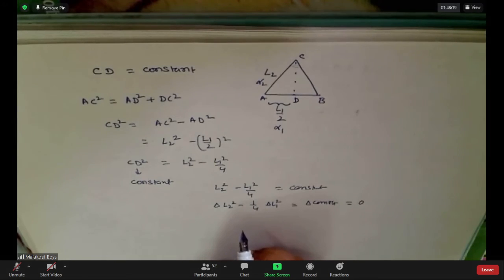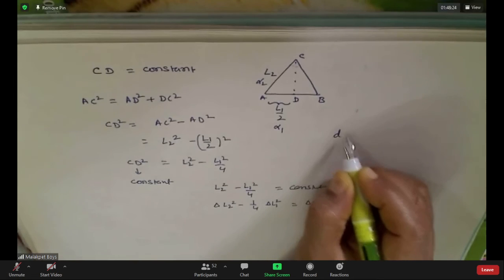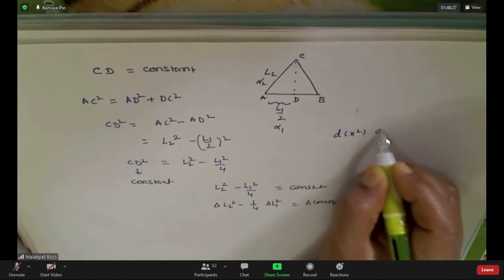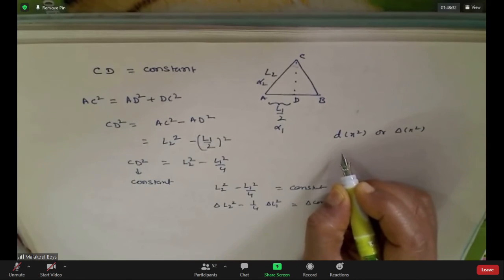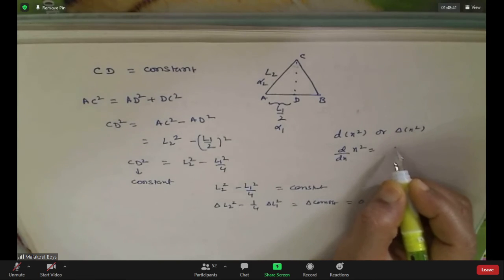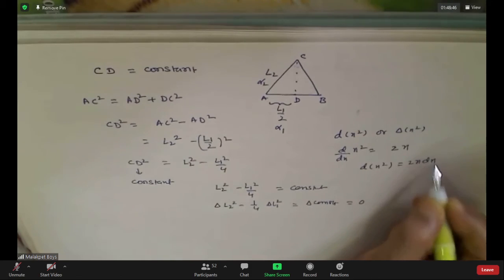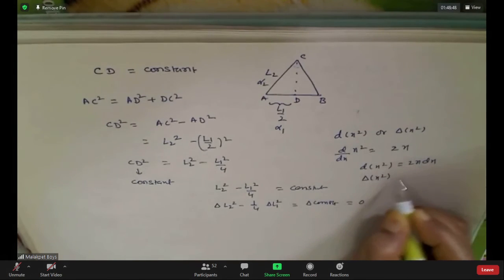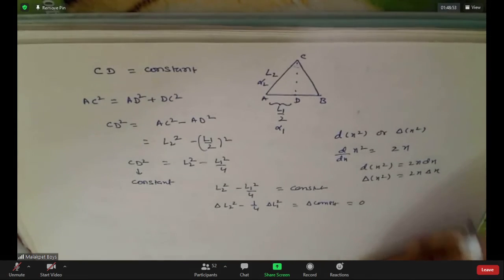You know this, I think. The d of x square, or delta of x square, is 2x. So d by dx of x square is nothing but 2x, which means d of x square is nothing but 2x dx. Understood this or not? Clear?